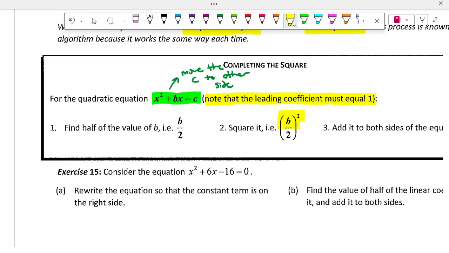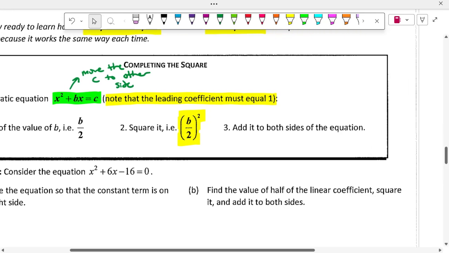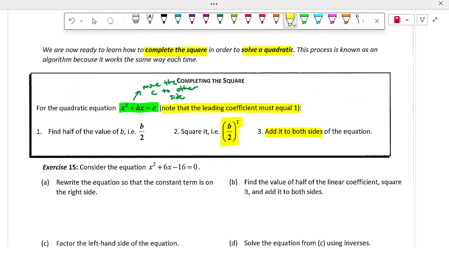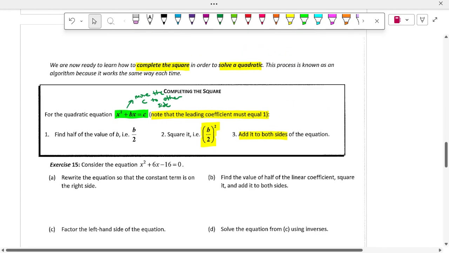Then we find b over 2 squared. That's the value that we have to complete the square. You guys remember when we were doing like the algebra tiles and actually making physical squares? That's what we're finding. We're finding how many more of those tiles we have to use to complete that square. And then you got to make sure you add that number to both sides. Then you factor and solve.